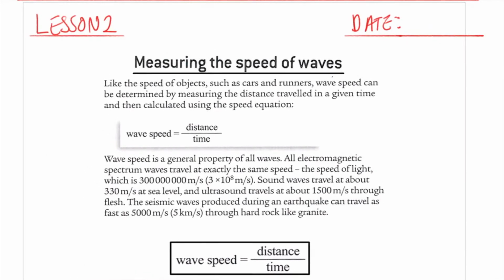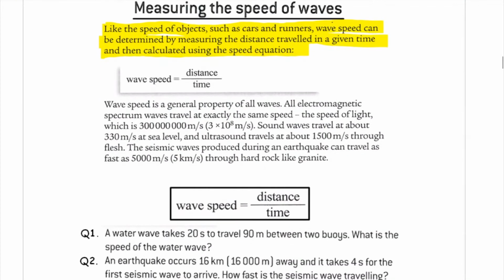The first method of measuring wave speed is using this equation, distance over time. So from the top it says, like the speed of objects such as cars and runners, wave speed can be determined by measuring the distance travelled in a given time and then calculated using the speed equation. So all you need to do is divide distance by time.